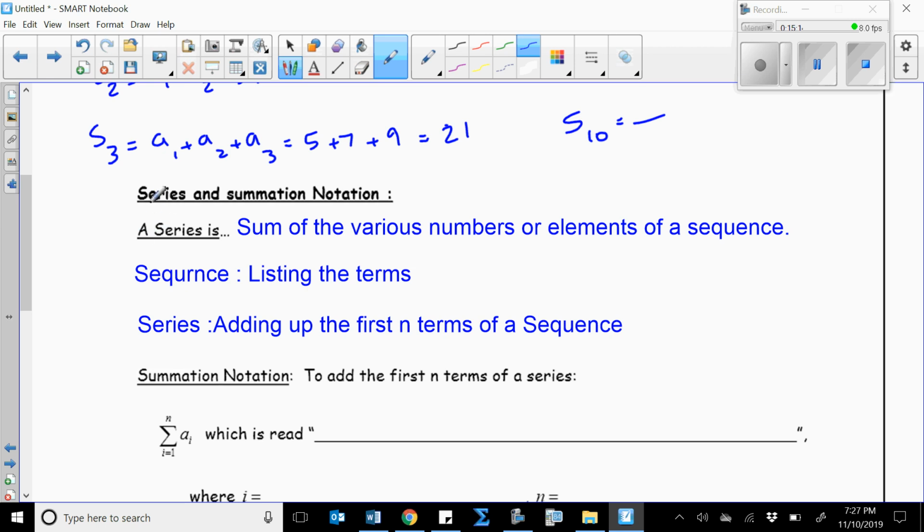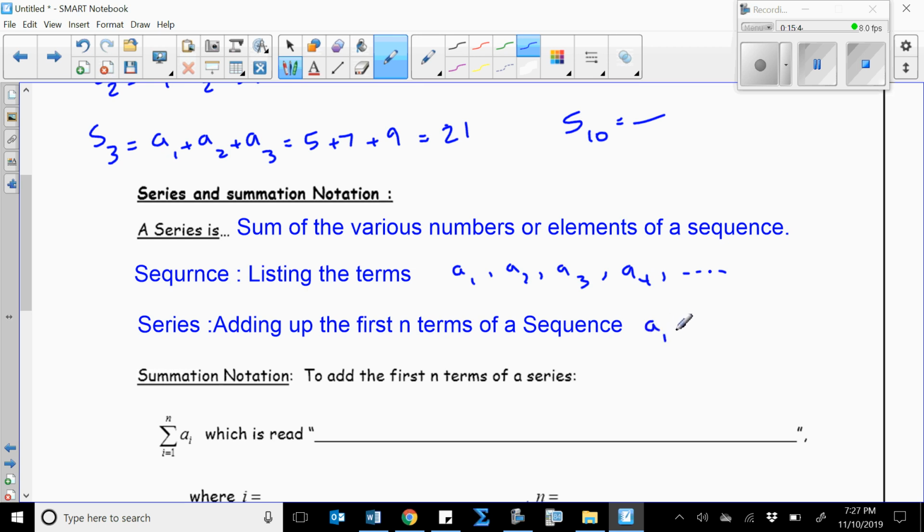Now let's talk about series and summation notation. A series is the sum of the various numbers of elements of a sequence. What is the difference between series and sequence? A sequence is listing the terms. For example, A1, A2, A3, A4, and so on. So I'm just listing the terms one by one. But a series is adding up all these terms together.